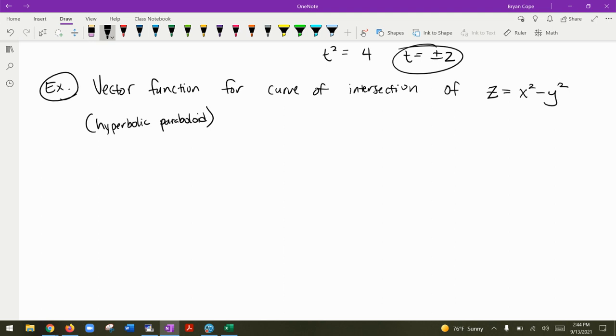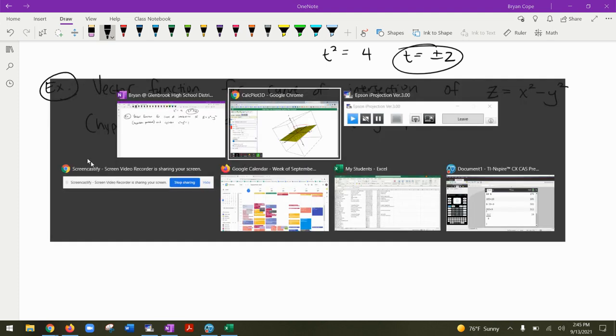Okay? All right, so I have one surface. Remember, this is a surface. And the cylinder, x squared plus y squared equals 1. So let's go take a look at the picture of the saddle intersecting the cylinder, and then we will create the vector function for the intersection.